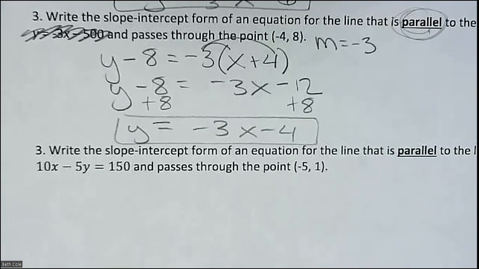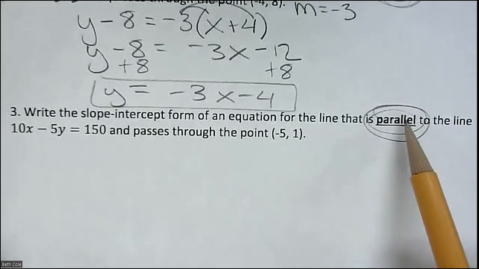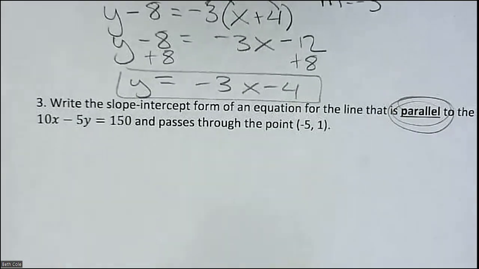So number 3 says, we're going to write the equation. No, because I didn't remember it. Is that parallel or perpendicular? You have to read. Right, parallel. It's bold and underlined, so make sure you're paying attention. Parallel to this line. Parallel means what about the slopes? Same. So whatever slope this has, that's what we want.